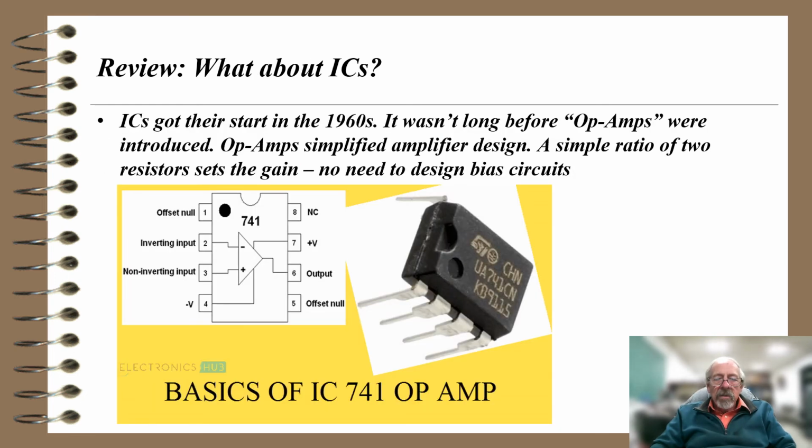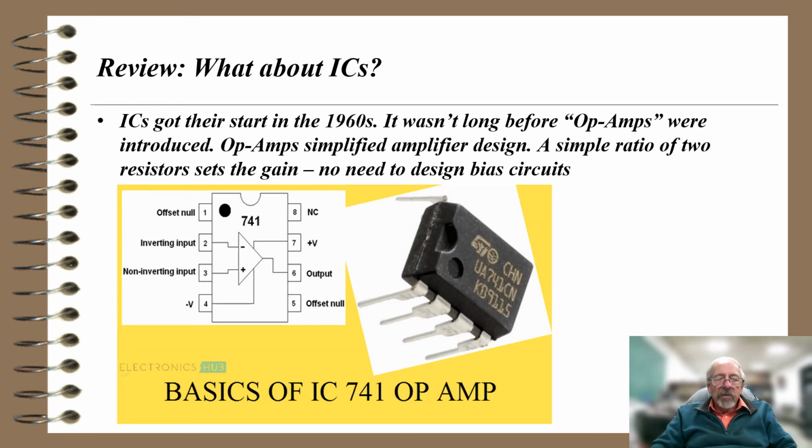So what about ICs? Well, ICs got their start in the 1960s, believe it or not. It wasn't long before op-amps were introduced. Op-amps simplified amplifier design. A simple ratio of 2 resistors sets the gain. No need to design bias circuits. This shows a 741 op-amp, which has been around for decades now. The diagram is shown with a triangle with a minus and plus, an inverting and non-inverting input, and pin 7 gets V plus, pin 4 gets V minus, so I could put plus and minus 12 volts, or plus and minus 15 volts, to supply the power to the op-amp. And the output is pin 6.